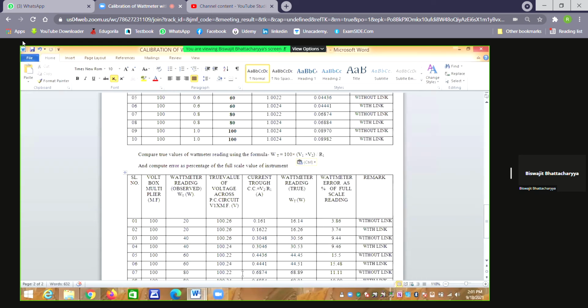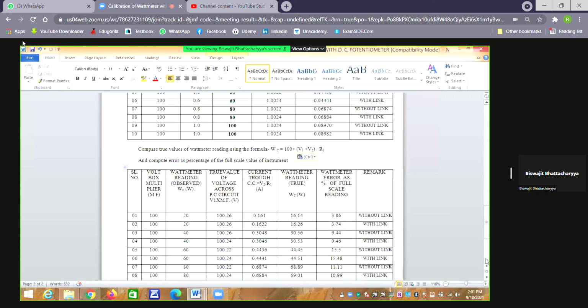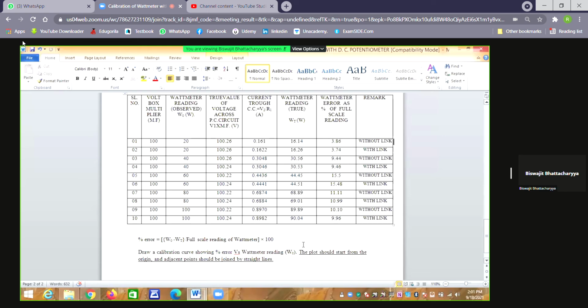So what is our error? It is 20 minus 16.14 by 20, by wattmeter. So it is given here: error is W0, that is the observed reading, minus WT, divided by the full scale reading of the wattmeter. Full scale reading is 100 watt, so it is expressed in terms of full scale, multiplied by 100. Ultimately W0 minus WT will be the same as the percentage, so their difference will be 3.86. The difference and percentage come out the same. So this way we can calculate the whole thing.